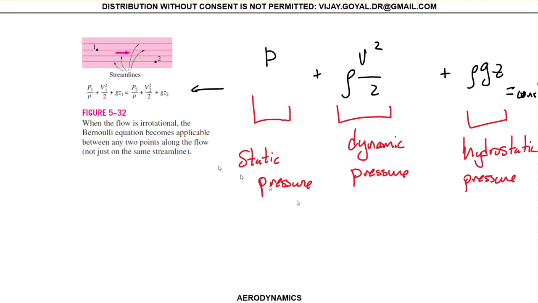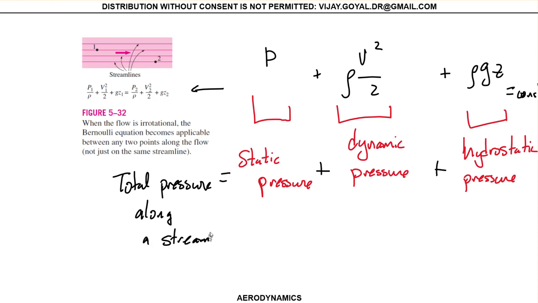In other words, the sum of all these pressures is called the total pressure. So the total pressure in my problem is going to equal adding all these together. And this is the total pressure along a streamline. Okay, so we've got those ideas fixed.